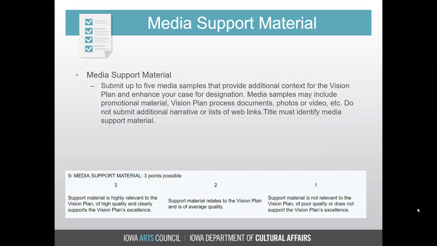Next is media support material. The second allows you to submit up to 5 items that provide additional context to the designation. This can be promotional material, renderings, photos, or video of the proposed designated area. The title must identify media support material.